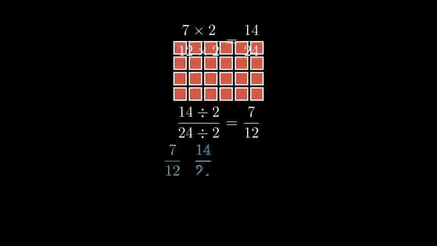7/12. By multiplying or dividing both the numerator and the denominator by the same non-zero number, we create equivalent fractions that represent the same part of a whole. So remember, equivalent fractions like 7/12, 14/24, or even more represent the same quantity, just like different ways of writing a number using fractions.